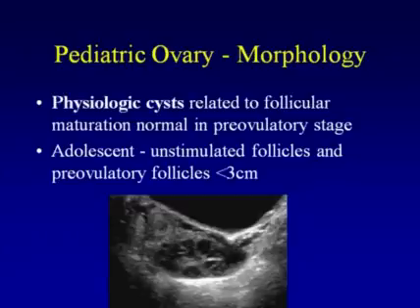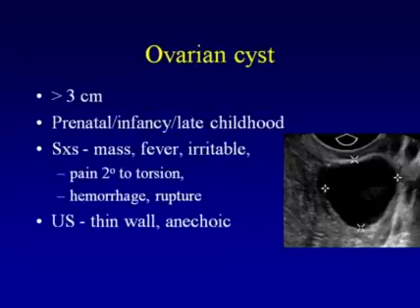Typically, physiologic cysts will be seen and are related to follicular maturation. In adolescence, you may see unstimulated follicles and pre-ovulatory follicles that measure less than 3 centimeters. And these can be normal. If it measures greater than 3 centimeters, we will call this a true ovarian cyst, and this can be seen prenatally in infancy as well as late childhood.